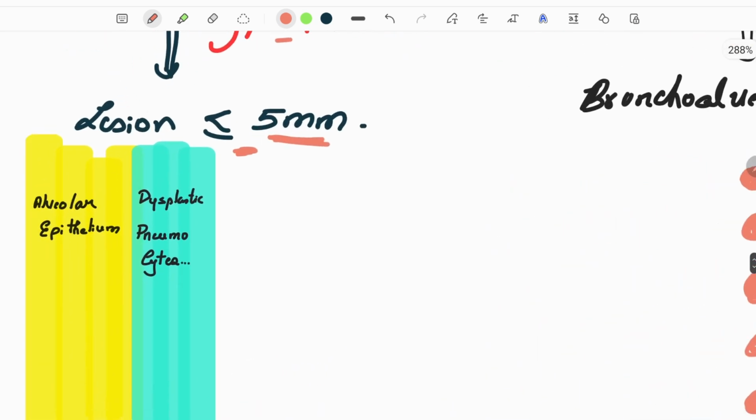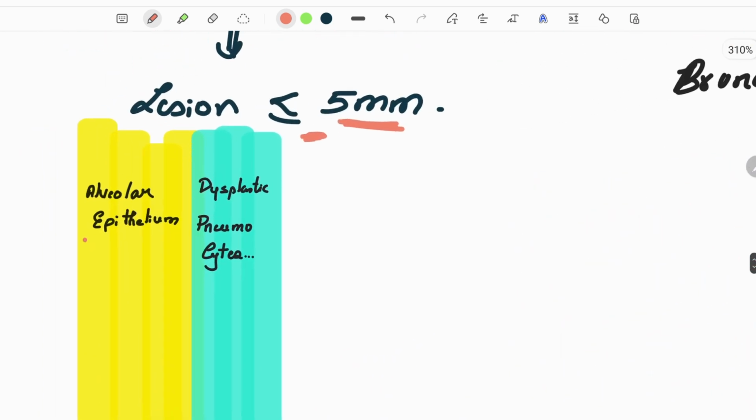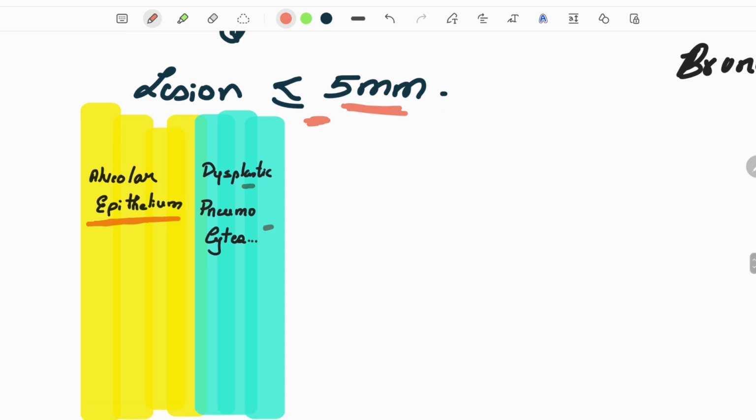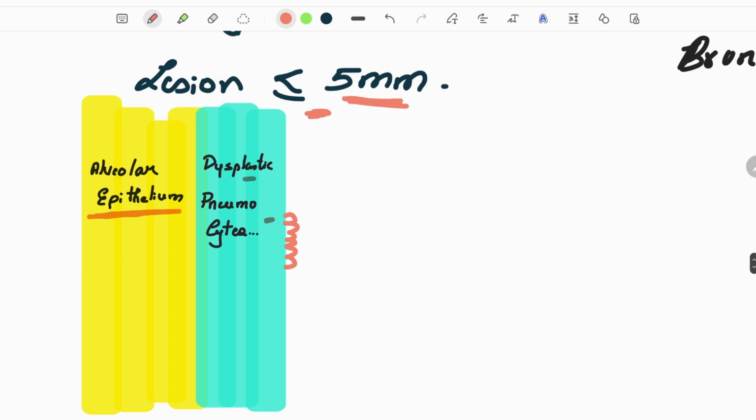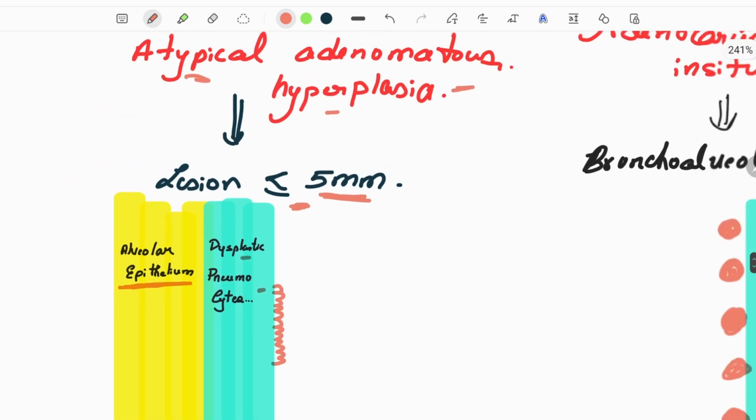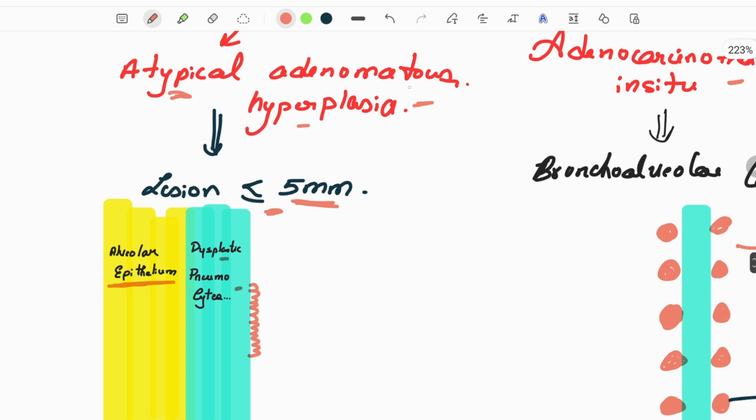This is the alveolar epithelium. Here you can find dysplastic pneumocytes. The pneumocytes are dysplastic, with no maturation in the pneumocytes. Hence this is called atypical adenomatous hyperplasia. Hyperplasia means an increase in the number of cells. The cells are getting increased, but what type of cells? Dysplastic cells, which you can remember as defective cells.